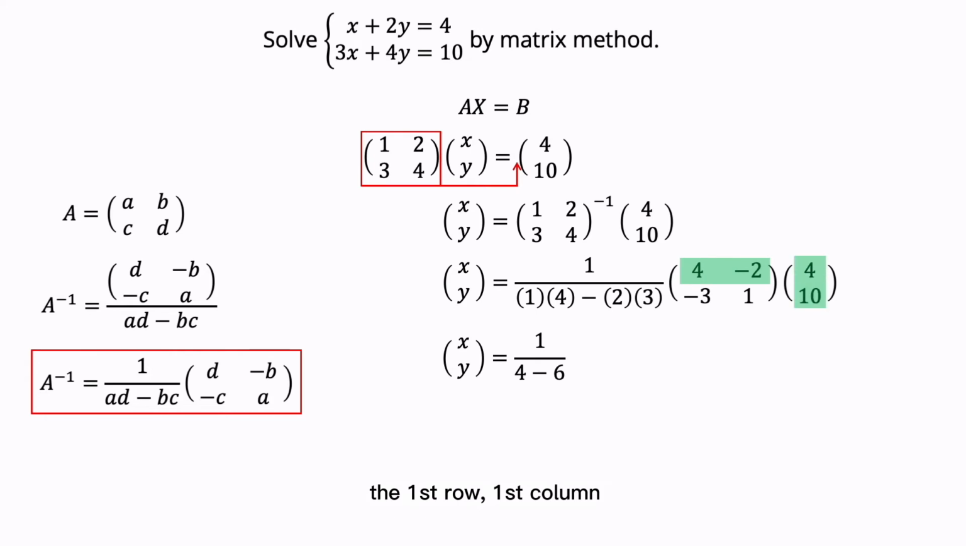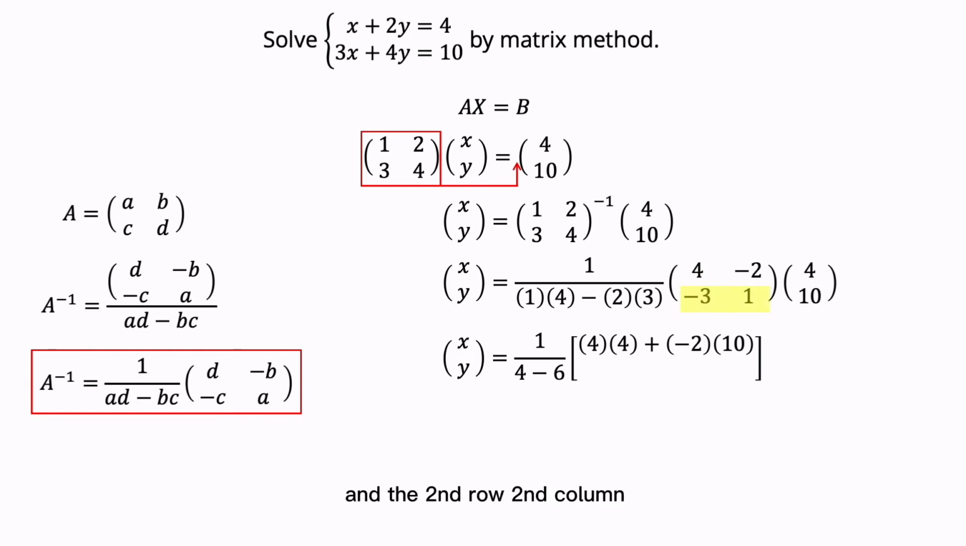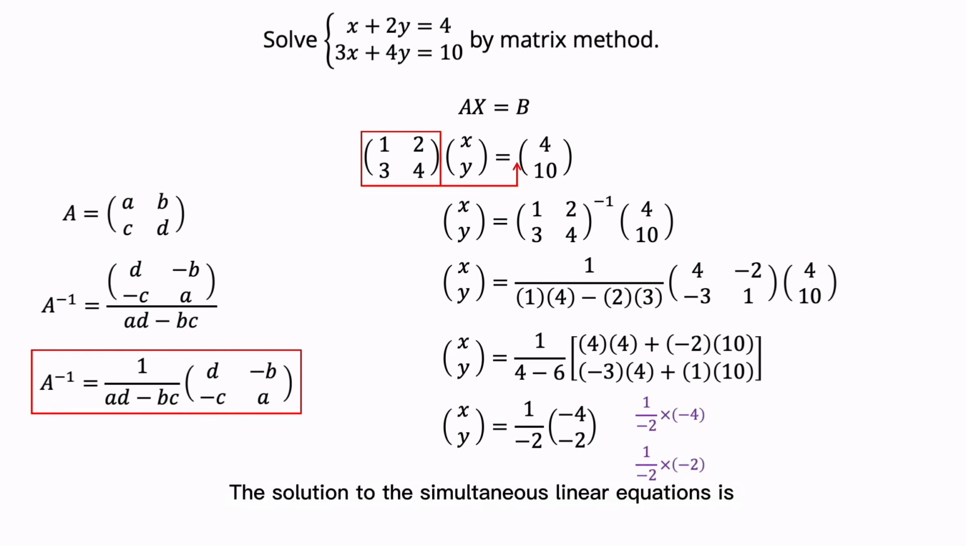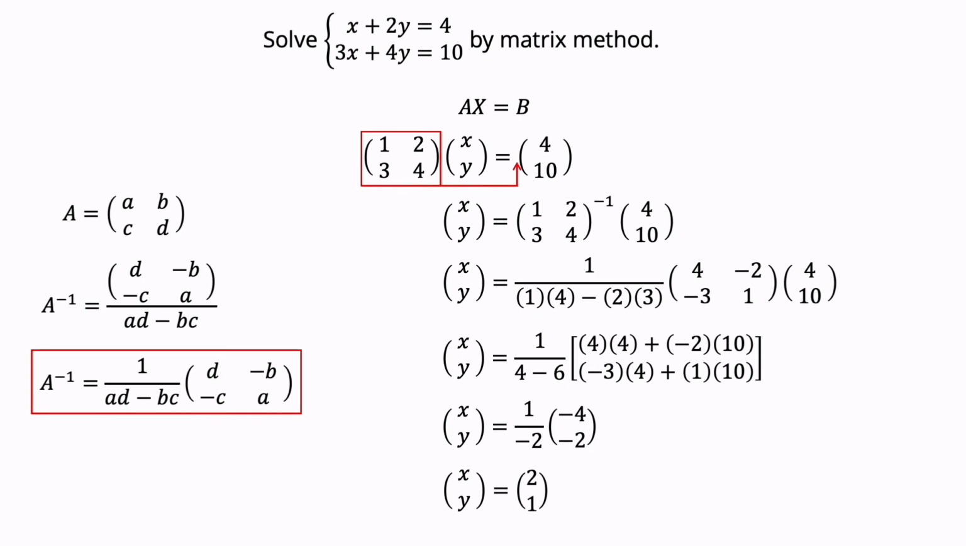The first row, first column, 4 times 4 plus minus 2 times 10. And the second row, minus 3 times 4 plus 1 times 10. We get the determinant minus 2 and a column matrix minus 4 and minus 2. Multiply the fraction with the column matrix, 1 over minus 2 times minus 4 and 1 over minus 2 times minus 2. The solution to the simultaneous linear equation is x equals 2 and y equals 1.